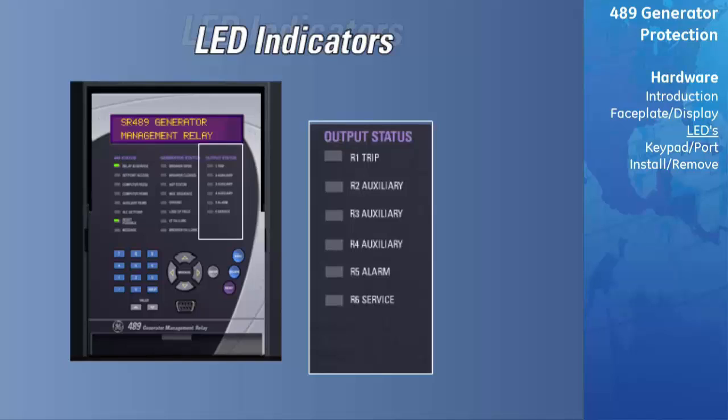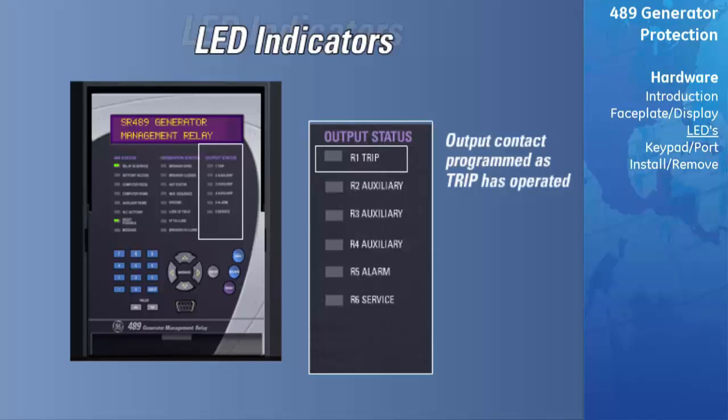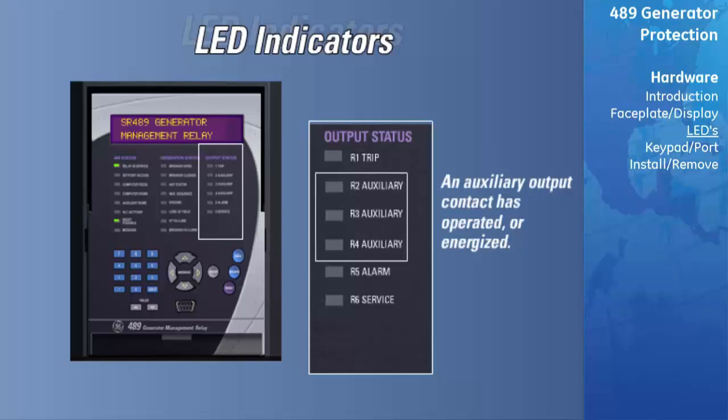Output relay LED indicators. The R1 trip LED indicates that one of the relay protection elements has issued a trip and the trip contact has energized. The R2 auxiliary through to R4 auxiliary LEDs indicate that an auxiliary output contact has operated or energized. These output contacts are assigned under the individual protection and monitoring elements.